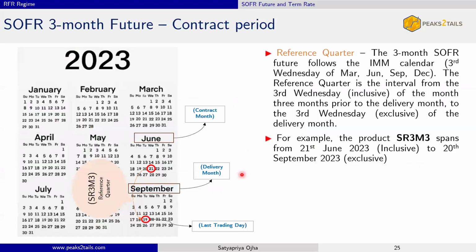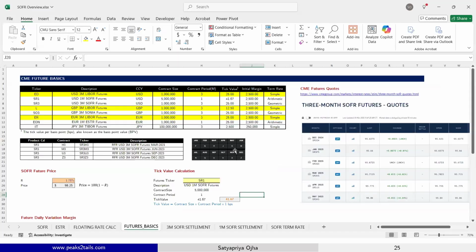When we say 3-month rate for a particular SOFR future, what are the dates? What is the start of the contract period? What is the end of the contract period? For the 3-month future, let's look at this particular product, which is SR3M3. M3 we know is, let's say, 2023. What is M? Let's go to the product code. So M, you can see, is June. So this is a June contract.